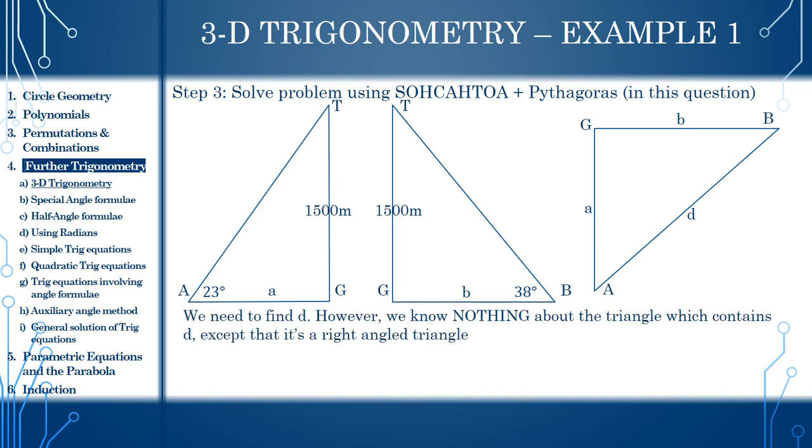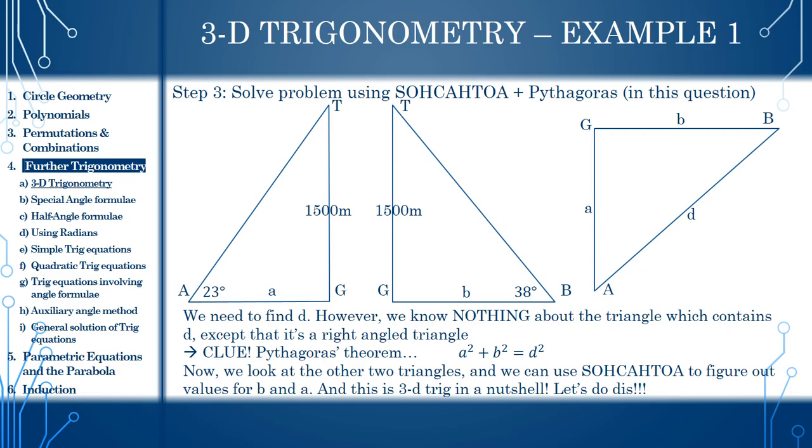We don't know anything about D in the rightmost triangle. However, we can find out B and A using SOHCAHTOA in the middle and the left triangle. And once we found B in the middle triangle and A in the leftmost triangle, we can substitute the values of A and B into the rightmost triangle, where we can use Pythagoras' rule to find D.